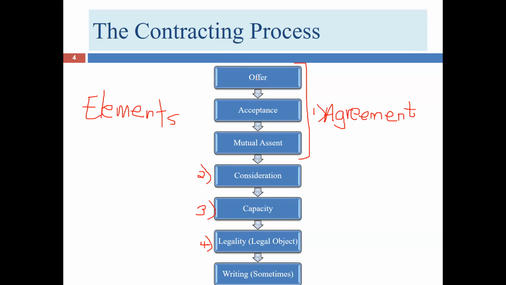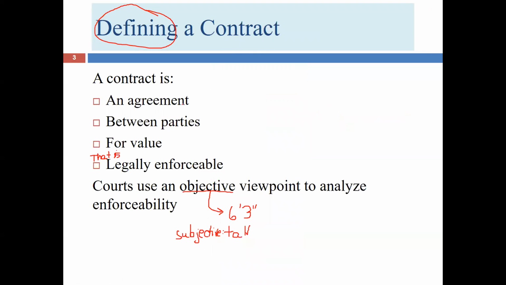So don't feel like you can't say offer. Just remember, if you say offer, you haven't checked off one of the four, because offer isn't an element of contract. It is an element of agreement, and agreement is an element of contract. So our first element is agreement, and look how neatly that tracks with this. So this is also an element. It's part of our definition, and it's an element.